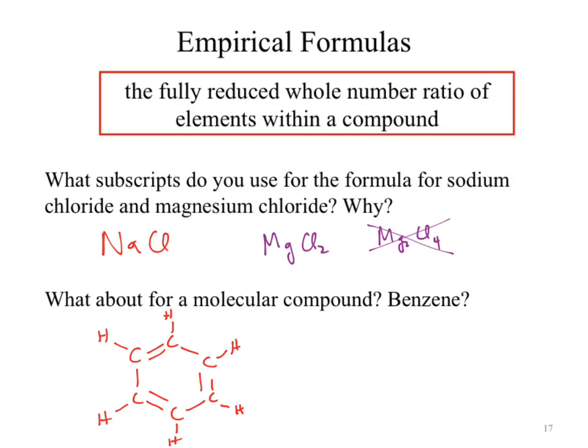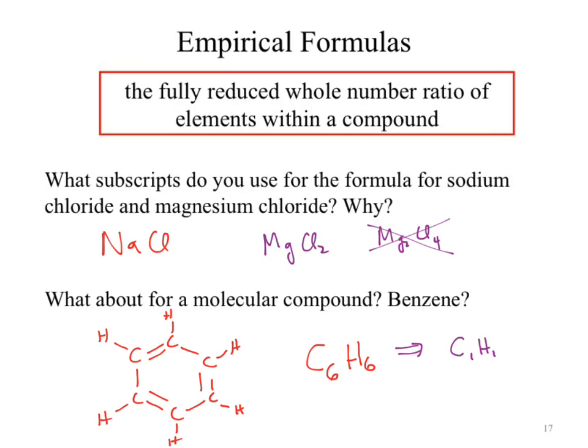There's our structure for benzene. What's its formula? C6H6. That is the formula for benzene. What is the empirical formula? C1H1, or just CH?